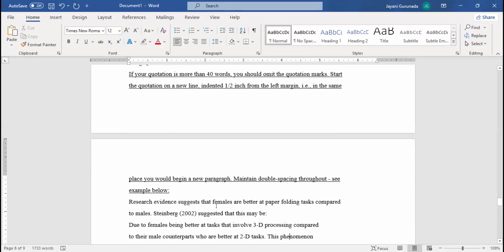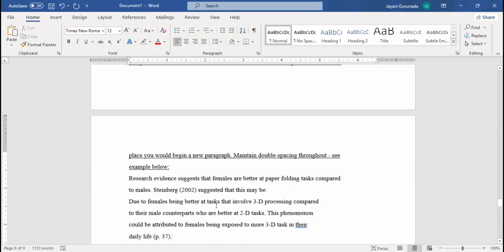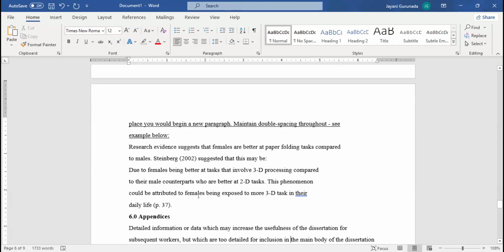throughout, see example here. මේ වගේ: research evidence suggests that females are better at paper folding tasks compared to males. Steinberg 2002 suggests that this may be due to the females being better at tasks that involve 3D processing compared to the male counterparts who are better at 2D tasks. This phenomenon could be attributed to females being exposed to more 3D tasks in their daily life. So then you have to write the page number, right? If it is more than 40 words.